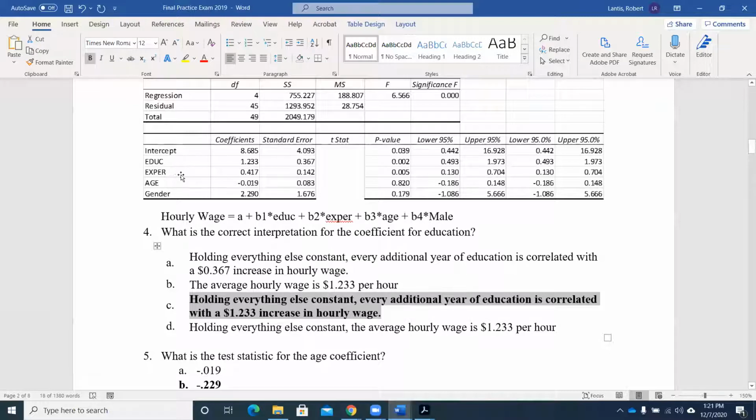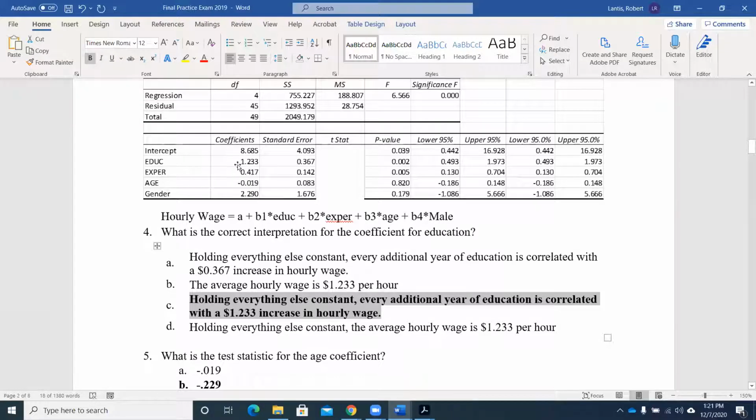They should be pretty easy with experience and age, because those are measured in years as well. So an additional year of experience increases the predicted hourly wage by 41 cents. Being another year older predicts that your hourly wage would go down by 2 cents. And then this one's a little bit tricky. Remember, this gender variable is 1 if they're male, 0 if not. So if the individual is male relative to female, because that would be a 1 unit change going from 0 to 1, we would predict their hourly wage is about $2.29 higher.